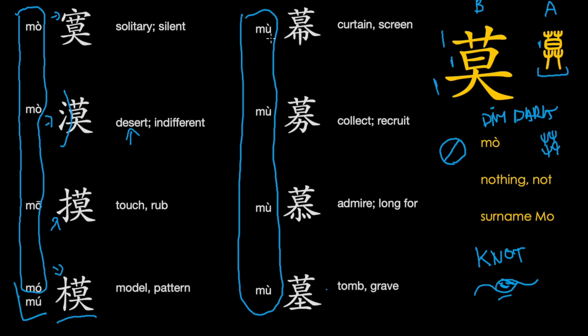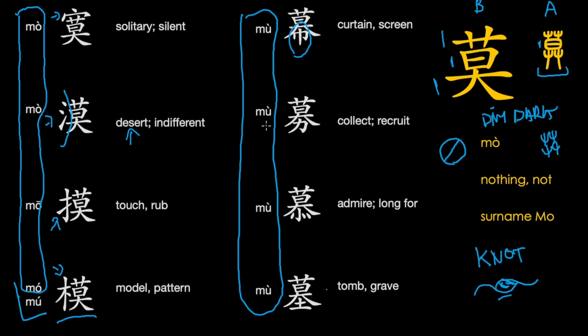This character is pronounced mu. It means curtain or screen. And the semantic element, interestingly, is not on the left side, but squeezed over here at the bottom part of the character. The meaning of this element is cloth, pronounced in English, bu. So curtain, screen, and the semantic element, bu, cloth.